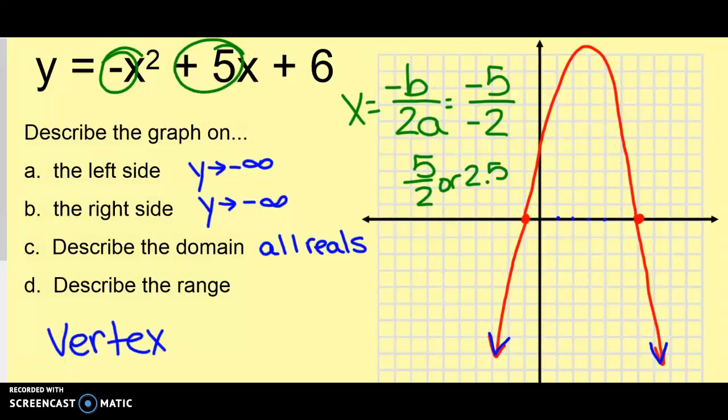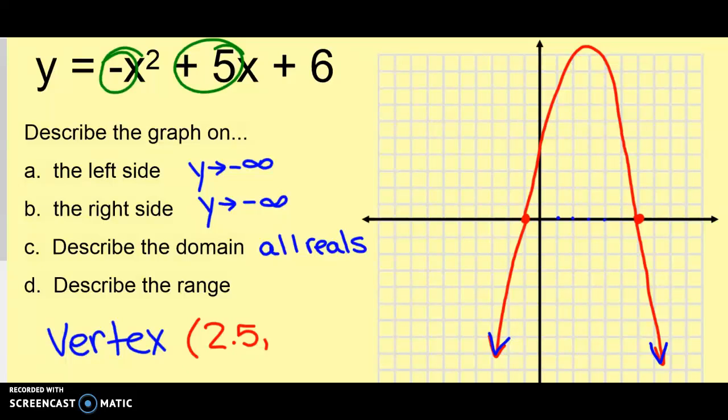So our vertex is going to be at x = 2.5, and whatever else we get. So I'm going to change my table to count by 0.5s, because I want to see where x is 2.5. Go into your table set, where it says triangle table, and you want it to count by 0.5s. So let's change it to count by 0.5s. And now you go into your table, and when you get to 2.5, you see that your y value is going to be 12.25.